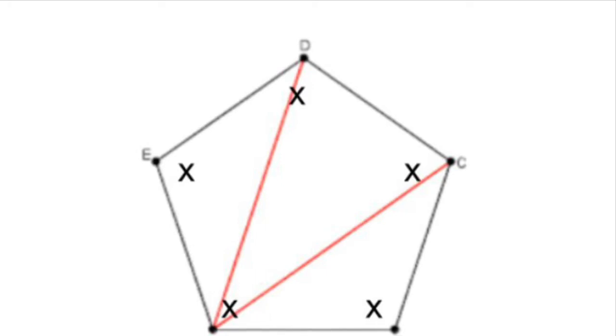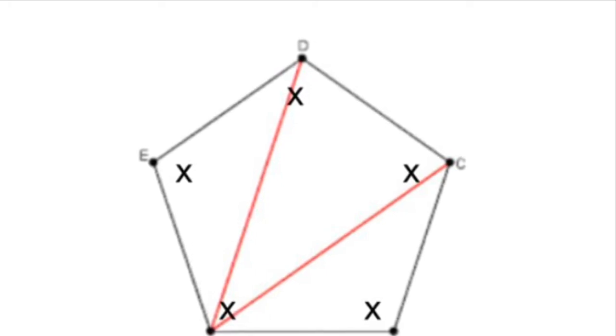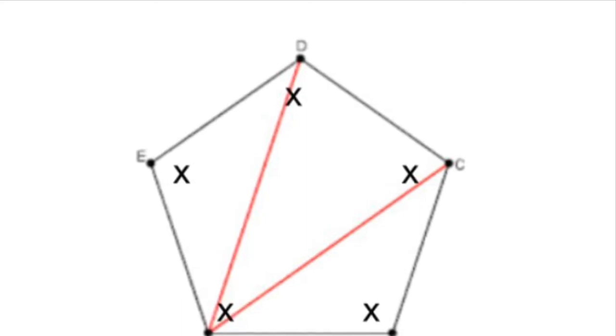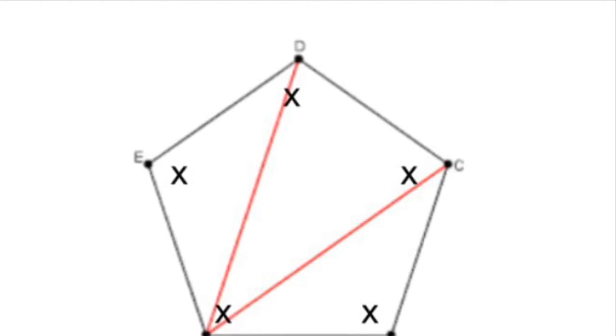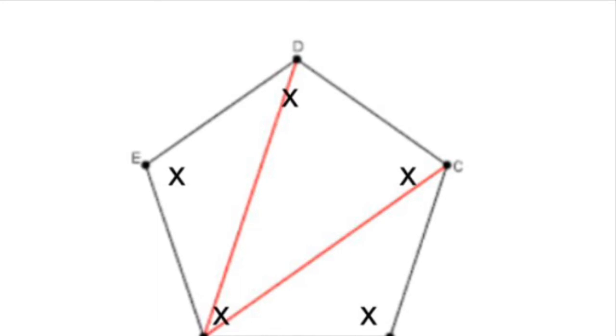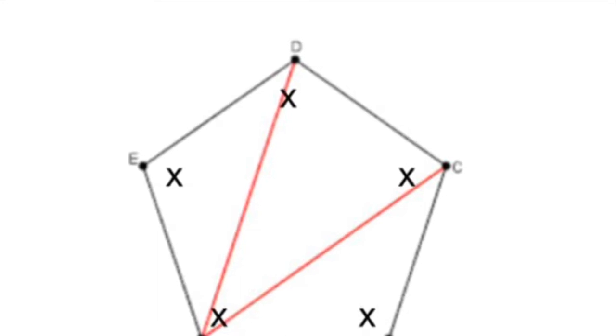So notice that I've put an X in each of the corners because all of those angles are the same. Also, I want to remind you that the reason there are three triangles in this shape is because when you have a five-sided shape, there has to be three triangles because five subtract two gives you three, and that's the pattern we learned yesterday.